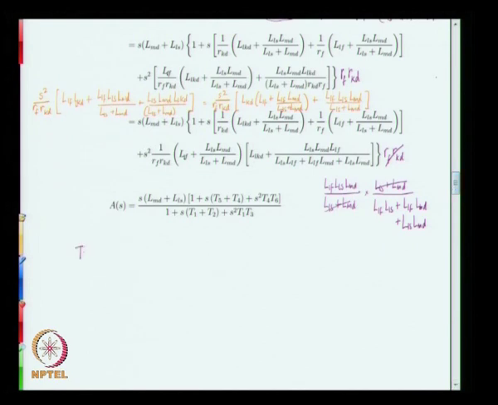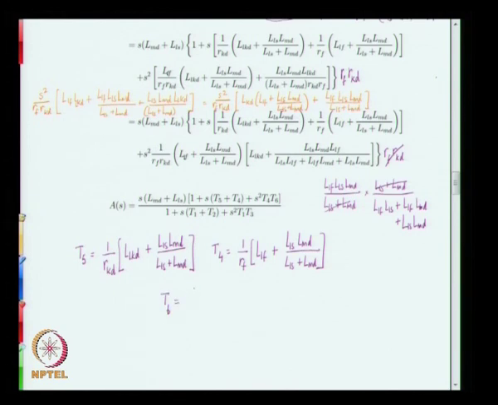And therefore, what we are left with is this term, where then we can write T5 as 1 by RKD into LLKD plus LLS LMD divided by LLS plus LMD, this is T5, and then you have T4 as 1 over RF multiplied by LLF plus LLS LMD divided by LLS plus LMD, and then T6 is nothing but 1 by RKD multiplied by LLKD plus LLS LMD LLF divided by LLS LLF plus LLF LMD plus LLS LMD.